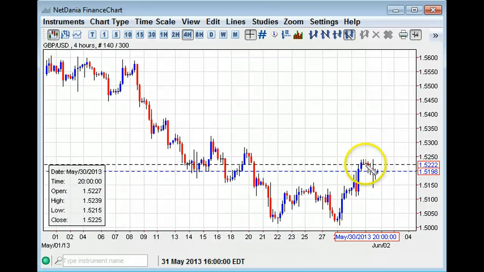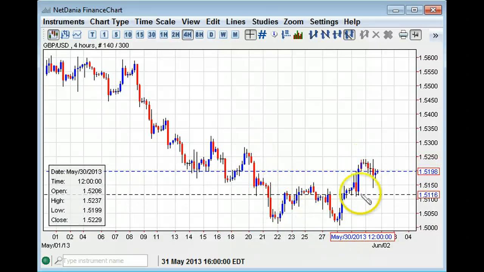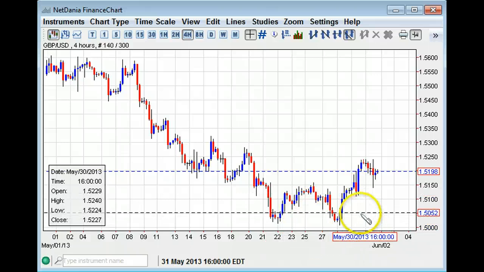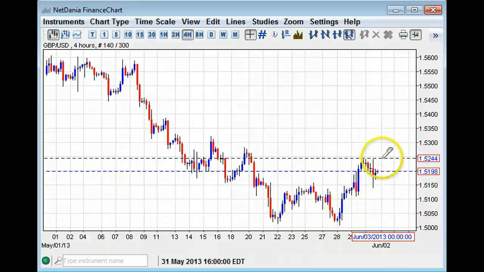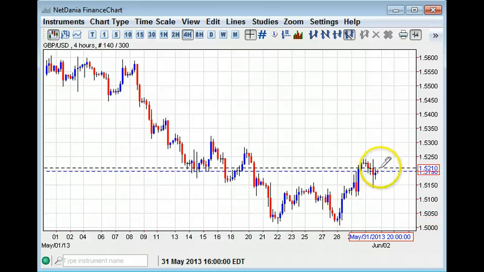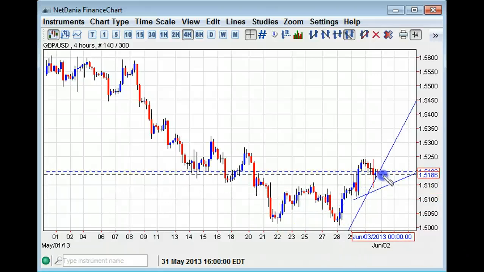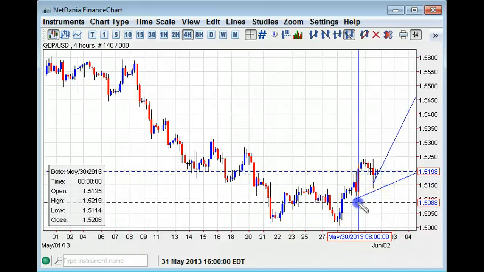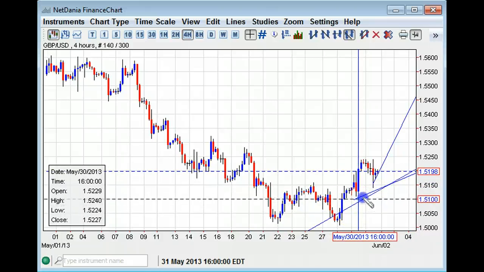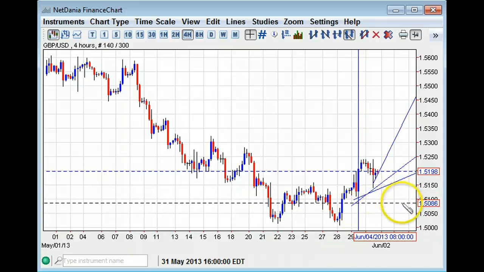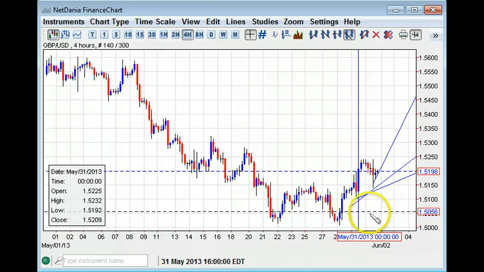Cable, very, very similar, a little bit different pattern. We have a W bottom pattern. So cable clearly found some very strong support at the 150 level. A little bit of spiking out over here on Friday, but still the bias, as you can see, is lower highs. Boy, I got to tell you, this is one of the worst drawing tools I've seen in a long time. Anyways, you get what I'm saying.